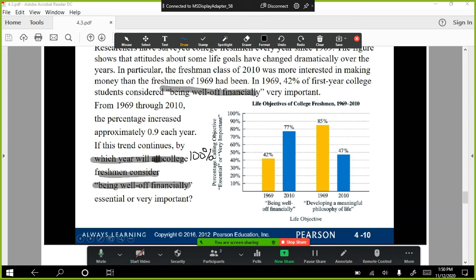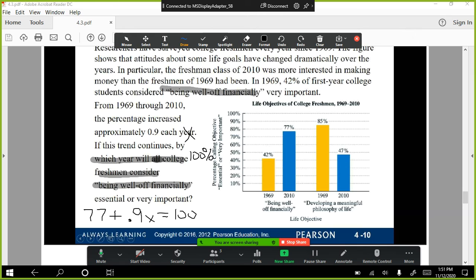So it wants to know at what point this will turn into 100% if it's going up by 0.9 each year. All right, so we need to come up with an equation. The equation is going to be: in 2010, we're at 77%. So if we start at 77% and we add 9/10 each year, 0.9, our year is going to be our x because we don't know what year it's going to be. 77 + 0.9x equals, and we want to know when that will reach 100%.